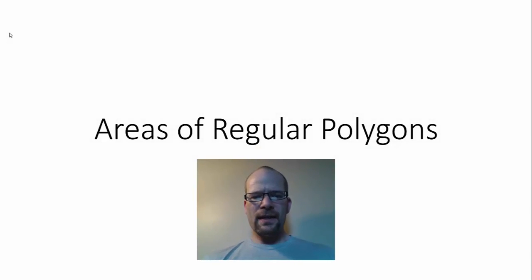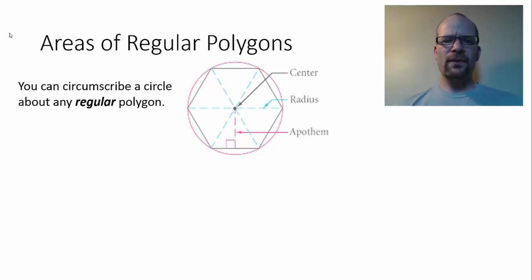Today we're talking about the areas of regular polygons. We will look at the formula that's needed in order to calculate those areas. It can be a little bit complex. There are a lot of pieces of our study of geometry that need to be brought together, so please pay attention and watch carefully. We need to cover a little bit of vocabulary.